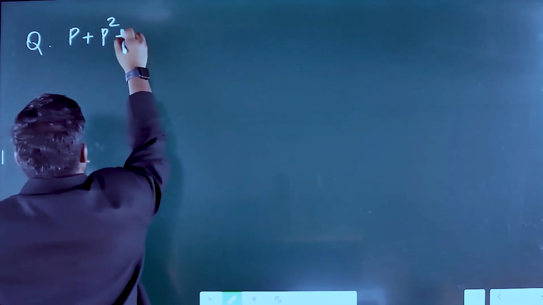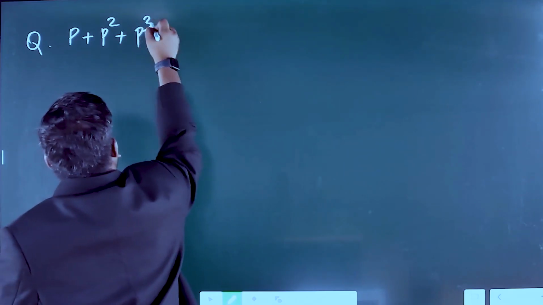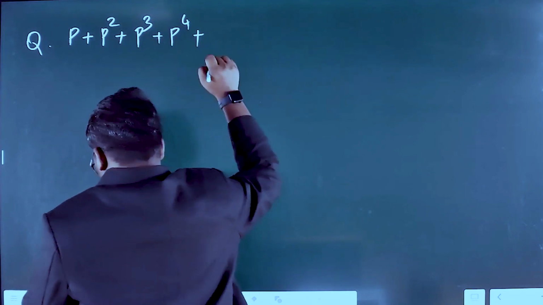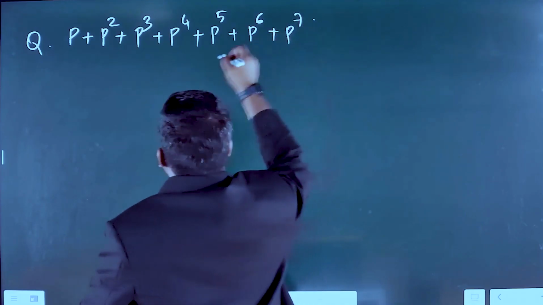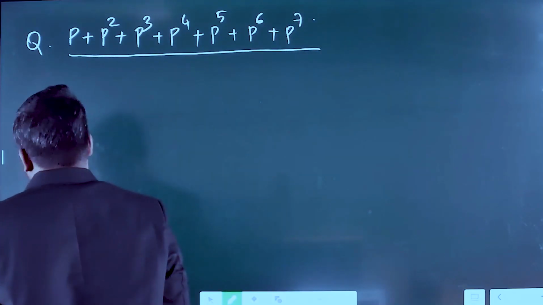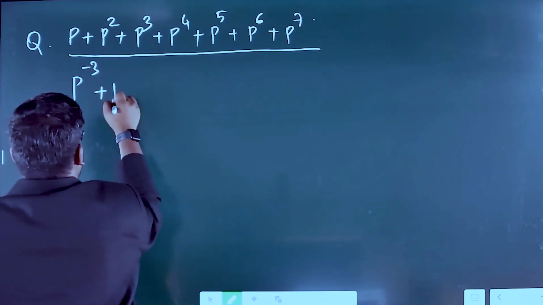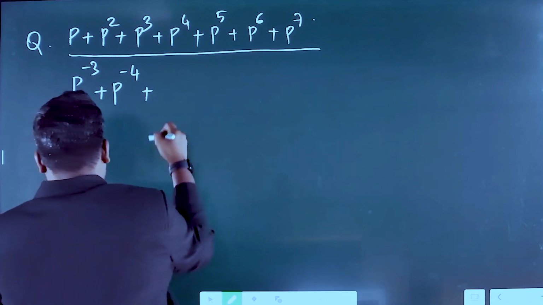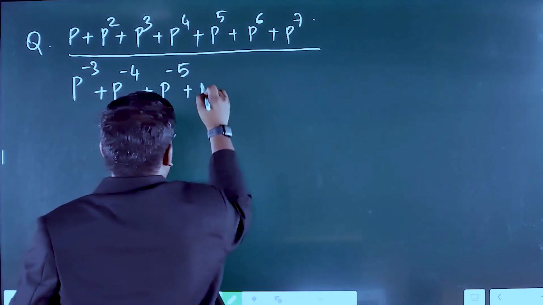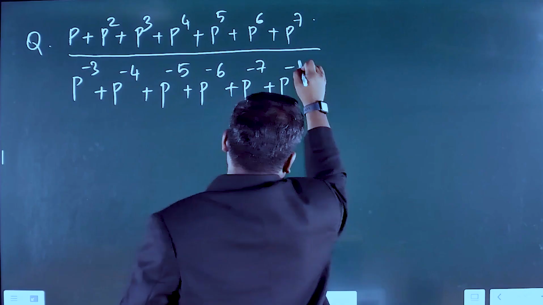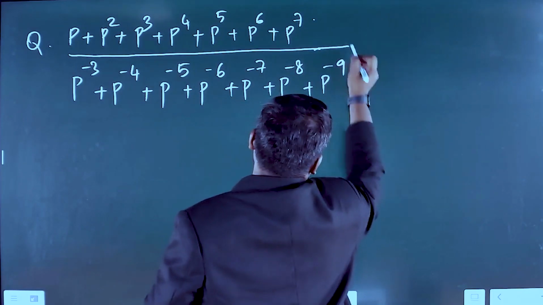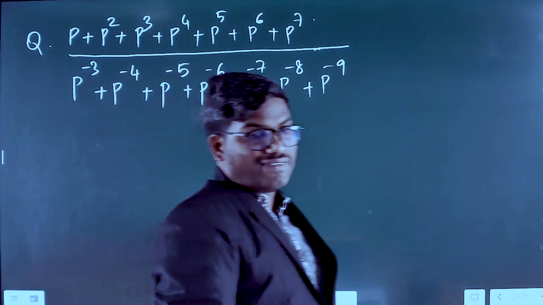Simplify the expression. Simplify the expression p plus p square plus p cube plus p to the power 4 plus p to the power 5 plus p power 6 plus p power 7 whole divided by p power minus 3 plus p power minus 4 plus p power minus 5 plus p power minus 6 plus p power minus 7 plus p power minus 8 plus p power minus 9. We need to simplify this expression.